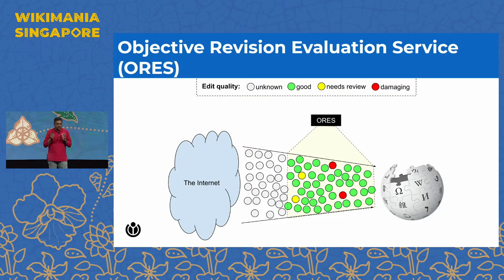In basic terms, this works in this way. You have a lot of edits happening in every Wikipedia. All these edits will be classified into certain categories: this is a good edit, this is a bad edit, or this needs review. And this was named the Objective Revision Evaluation Service, called ORES in those days. So this is the basic technique of how it works.